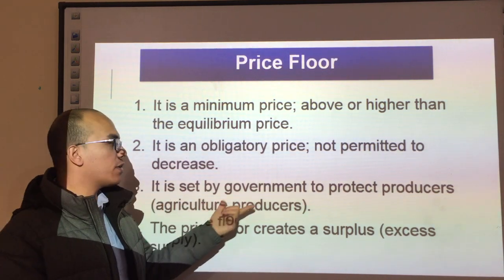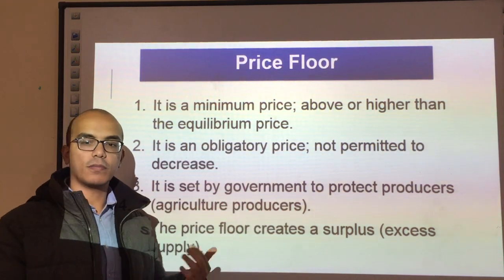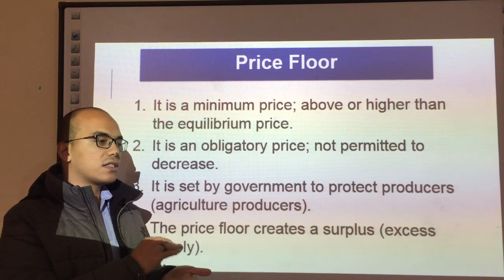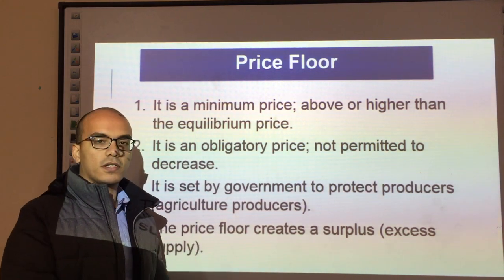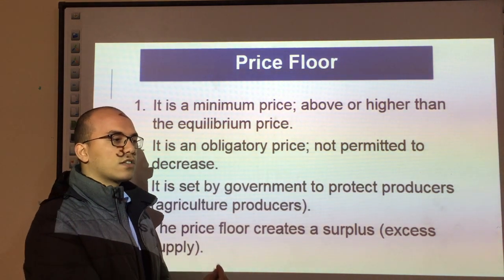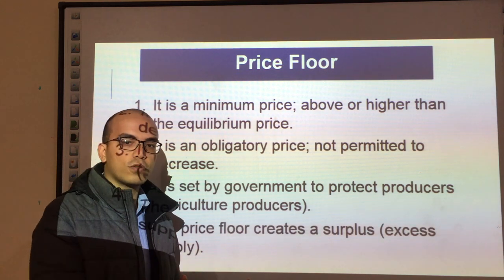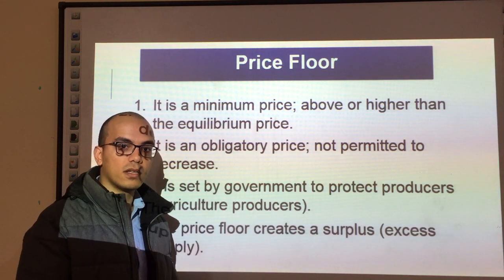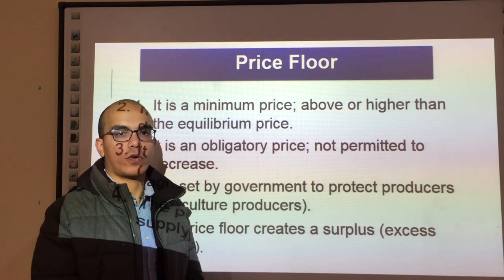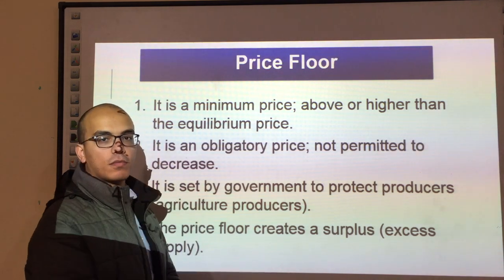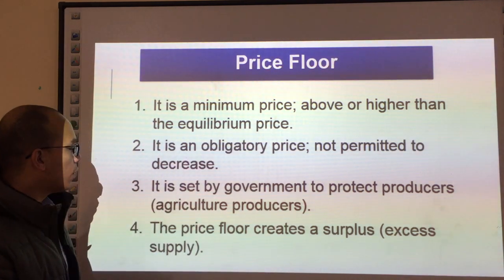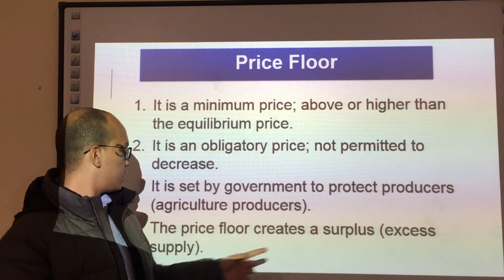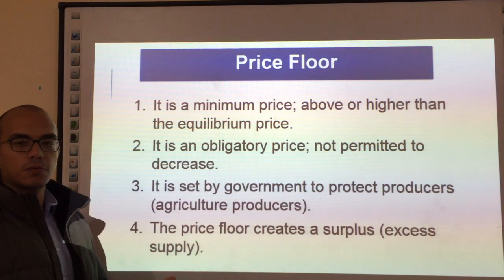It is also set by the government to protect producers, which means this is the lowest price that the government says this product will be sold at. Because if producers sold it at any lower point, they'd start losing and nobody would work and perform a service or product. Now, the price floor creates a surplus, which is excess supply.